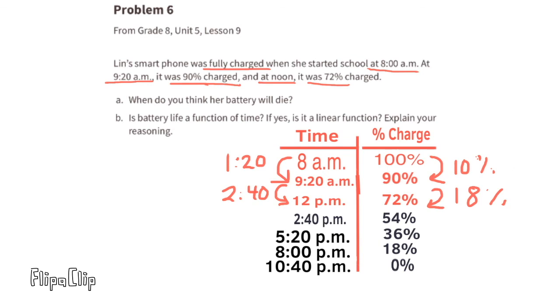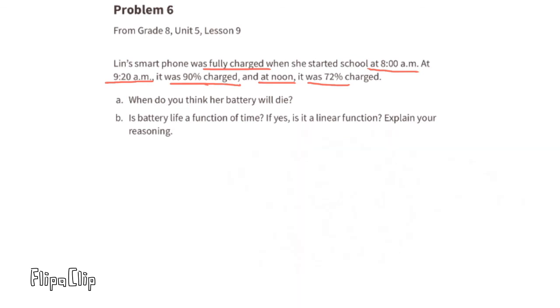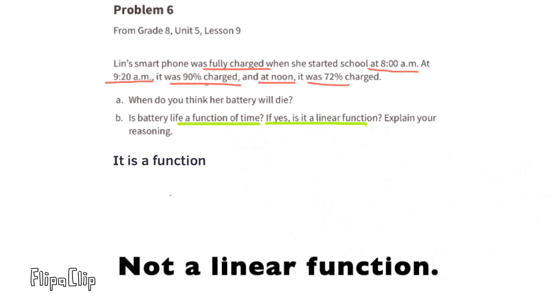B. Is battery life a function of time? If yes, is it a linear function? Explain your reasoning. Yes, the battery life is a function of time. However, it is not a linear function. It took 80 minutes for her to lose the first 10% of the battery, and then it took another 160 minutes for her phone to lose another 18%. If the function were linear, it would lose exactly twice as much in 160 minutes as it did in 80 minutes. The example that I created was fairly linear, but not quite linear.